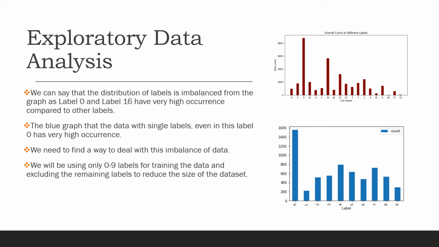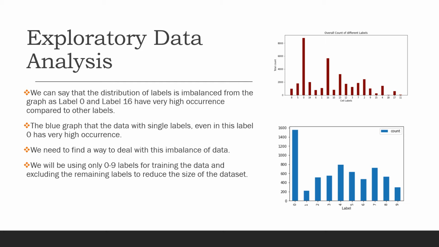An exploratory data analysis performed on my data gives a graph something like this. The graph represents the count of each type of cell that is present in my dataset. So you can see here cell type 0, cell type 16 and cell type 13 are maximum in count. And the blue graph here represents the cell types which have only single labels. Even here you can see 0 has a maximum occurrence. So, we can see the data is imbalanced here.